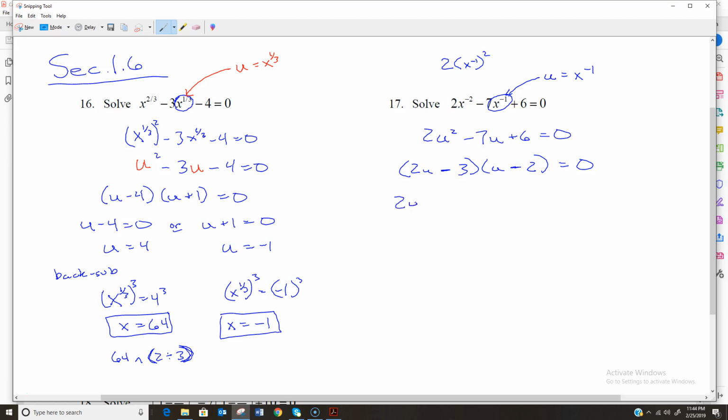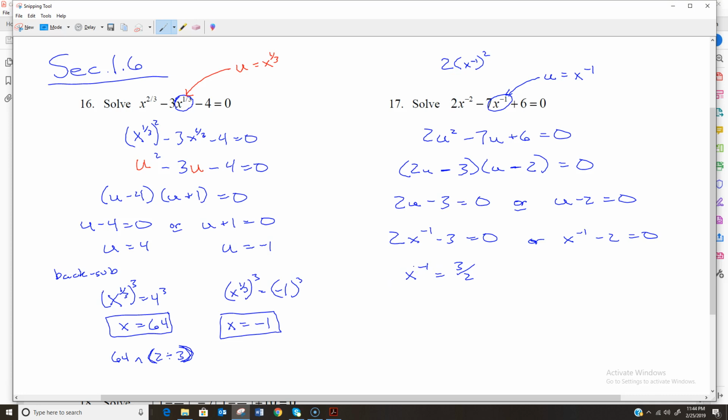So now we know that 2u minus 3 has to equal 0, or u minus 2 has to equal 0. So we're going to back sub in for what the x was. So this means 2x to the -1 minus 3 equals 0, or x to the -1 minus 2 equals 0. Add the 3 to the other side and divide by 2, and you get x to the -1 equals 3/2.